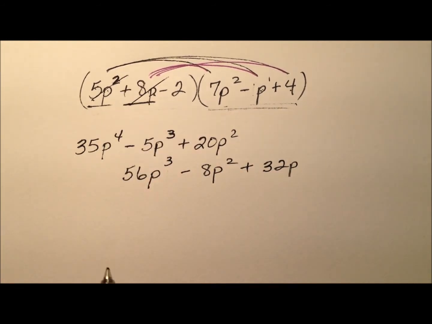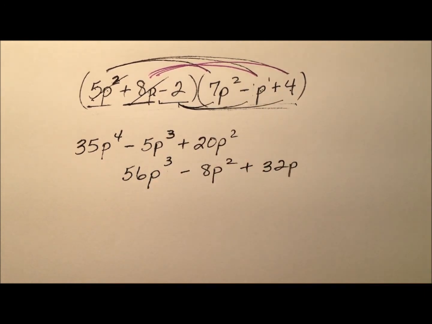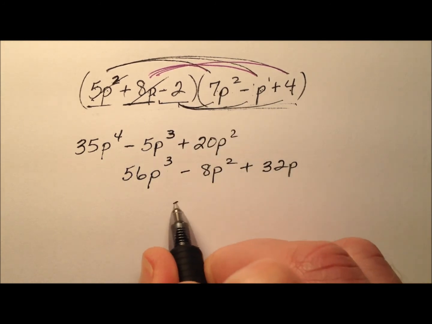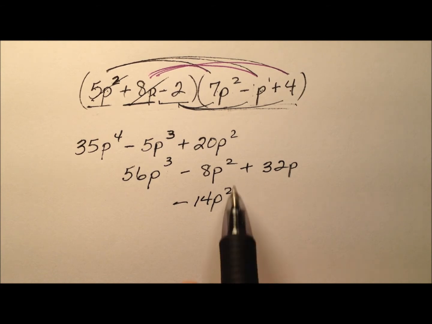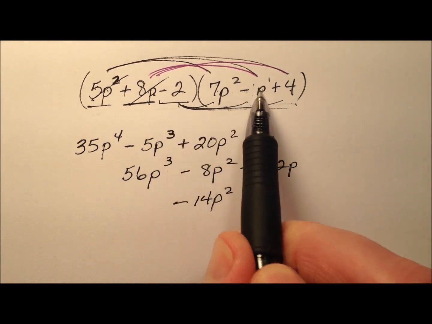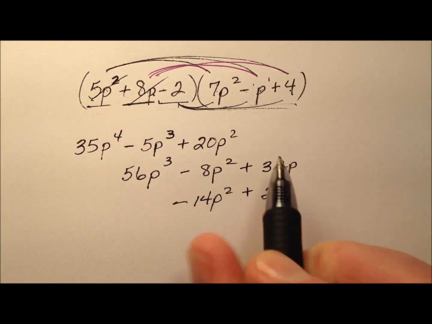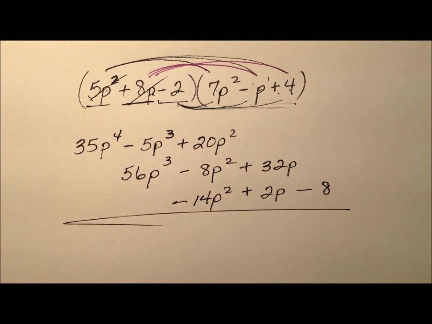Okay, so that's the 8p, so let's go ahead and take this negative 2 and distribute it through those three terms as well. So negative 2 times 7p squared is negative 14p squared, which I'll continue to line up with the like terms vertically. Negative 2 times negative p, well, the negative and the negative make a positive, so plus 2p. And the negative 2 times positive 4 is negative 8.